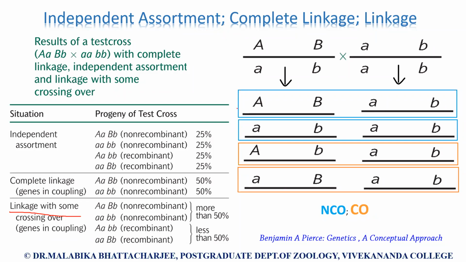We will get the parentals. These are known as the non-recombinants. From henceforth, we will call these the non-recombinants, and these are the crossovers. These are known as recombinants. Now, whenever there is incomplete linkage, what happens? The total of the non-crossovers is greater than 50%. The non-crossover products are always greater than 50%, and the crossover products are less than 50%.